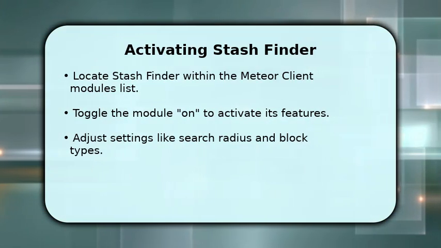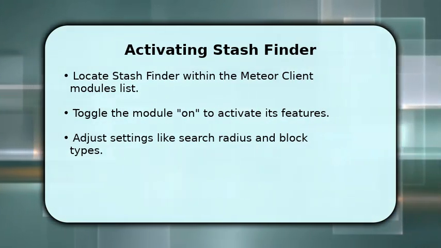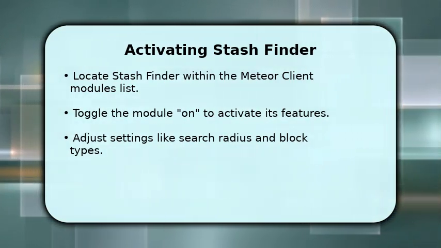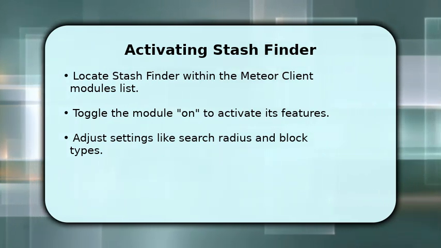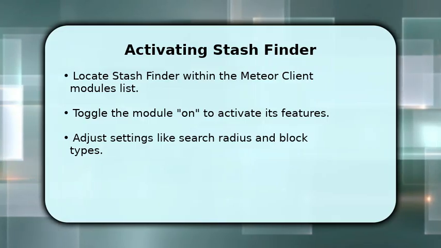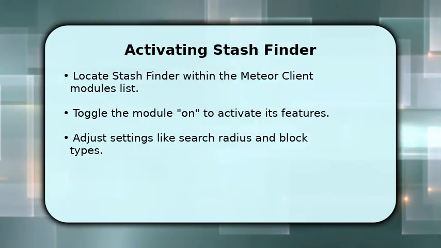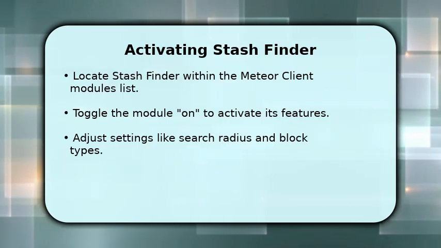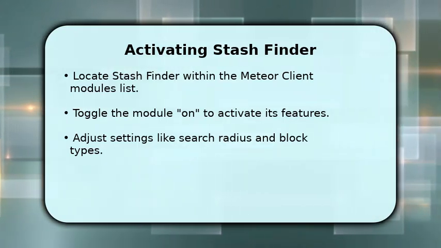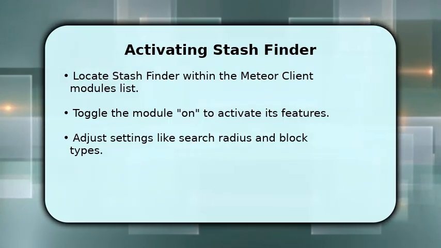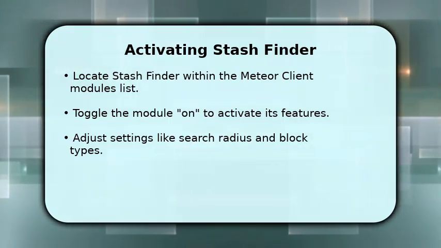To activate Stash Finder, simply scroll through your module list until you find it. Click the toggle switch to turn it on. Once active, you can customize its settings. For example, you might want to increase the search radius to cover a wider area or specify certain block types to prioritize in your search. Experiment with these options to optimize your results.